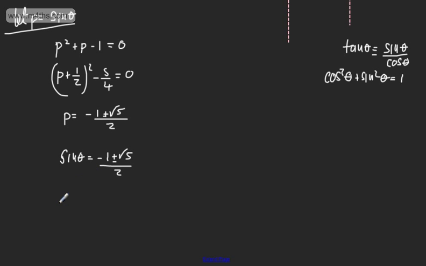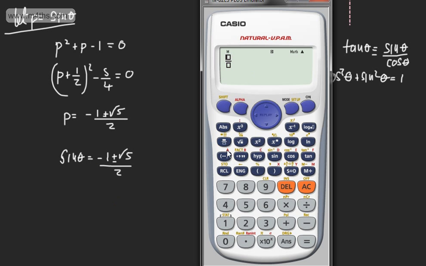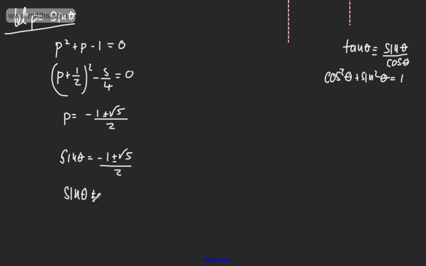Let's consider these two quantities. If I do minus 1 minus the root of 5, and divide this by 2, we're going to end up with minus 1.61. Sine theta has a range from negative 1 to positive 1. We can say that sine theta cannot be equal to minus 1 minus root 5 over 2. Therefore, sine theta is going to be equal to minus 1 plus root 5 over 2.